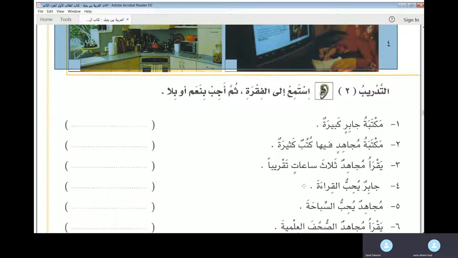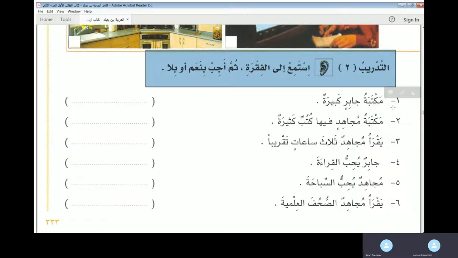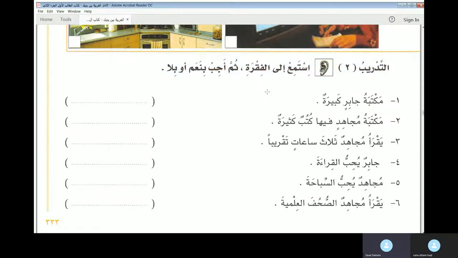The second exercise: listen to the idea, then answer with yes or no. Okay, listen to the paragraph or passage, then answer with yes or no. I will read the passage and you will listen.